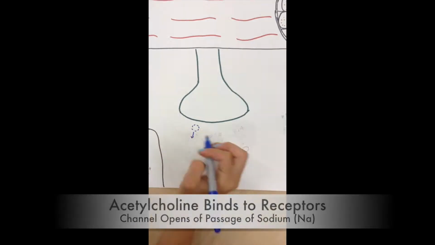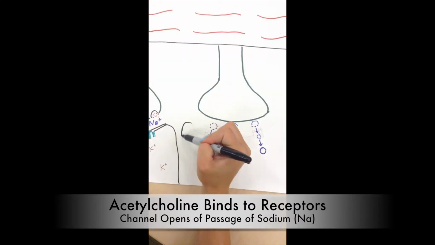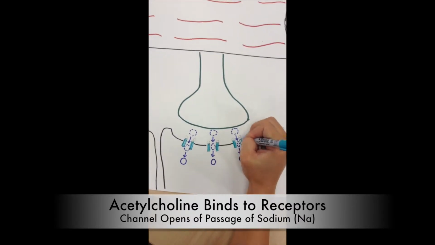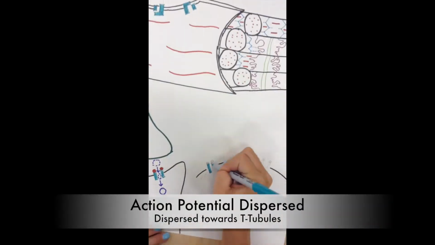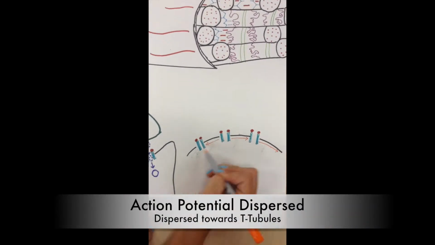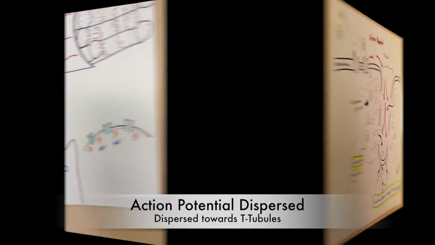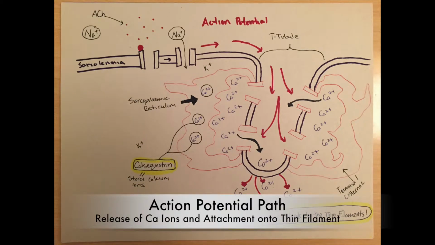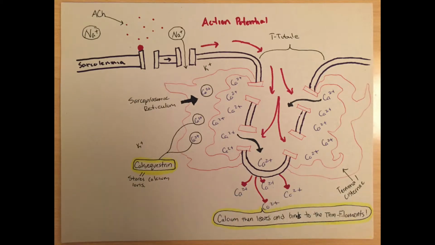Now, when the vesicles release acetylcholine, it will bind onto the receptor site, which will cause the receptor to open, and sodium ions are able to flow inside, which will then trigger the action potential due to a voltage change. The action potential travels along the sarcolemma until it gets to the T-tubules, from where it will travel through the T-tubules, which will cause the calcium channels to open due to the change in voltage, which will then release calcium ions from the terminal cisternae, where calsequestrin has been storing calcium. Once released into the channel, it will then travel downward and assist with muscle contractions.